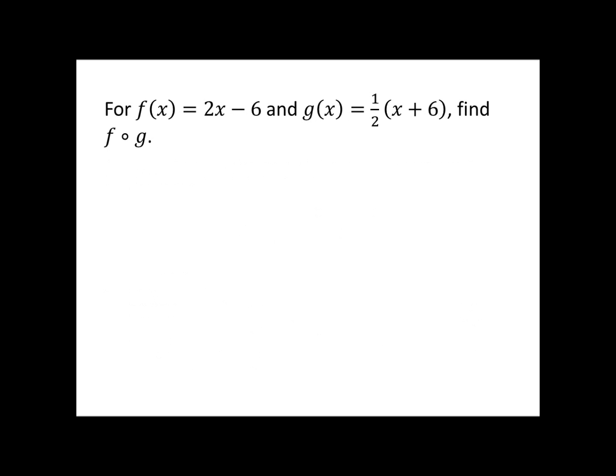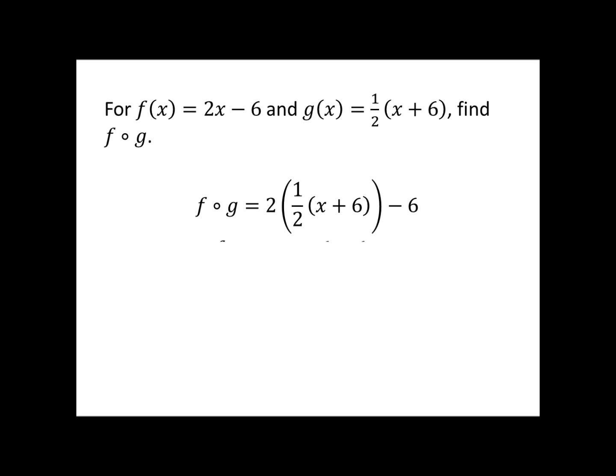Now let's look at this special case. f(x) equals 2x minus 6 and g(x) equals 1/2 x plus 6. Let's go ahead and find the composite function f of g. That means that we're taking g(x) and plugging it into f(x). So where we see x in f(x), we're going to replace it with the whole function g(x).